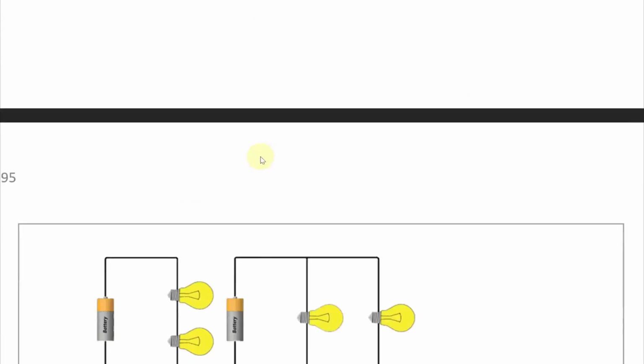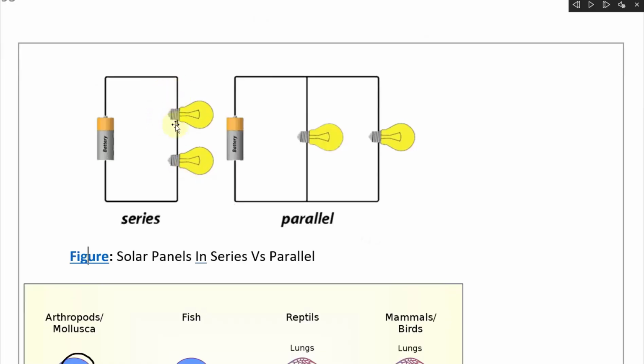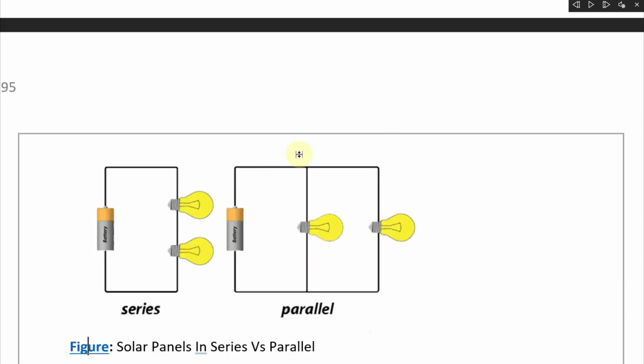Series is basically aligning things in a sequence, like light bulbs. So here's a series versus parallel. This figure is from litteroflightusa.org: solar panels in series versus parallel. You have a battery, and the current goes through in series, and then in parallel it splits up. This one goes straight directly, and another goes over here.